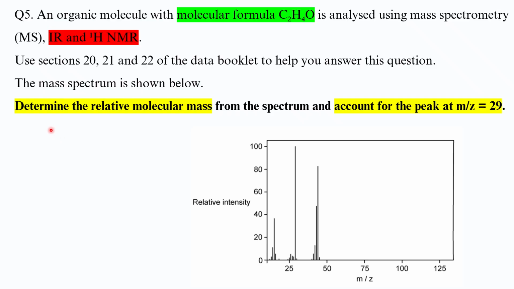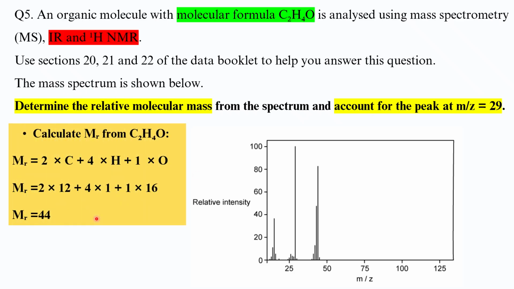Now here the question is: determine the relative molecular mass from the spectrum and account for the peak at m/z 29. So here they are asking you two things. First is to determine the molecular mass, and secondly you have to determine the peak.